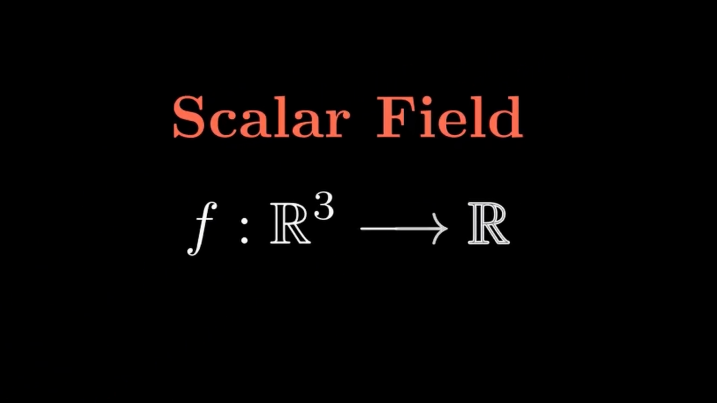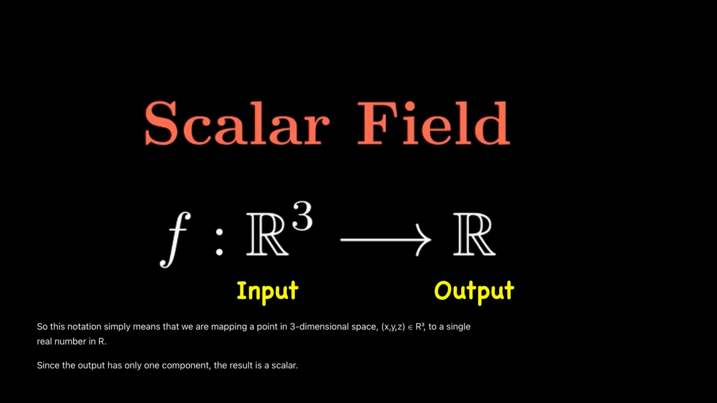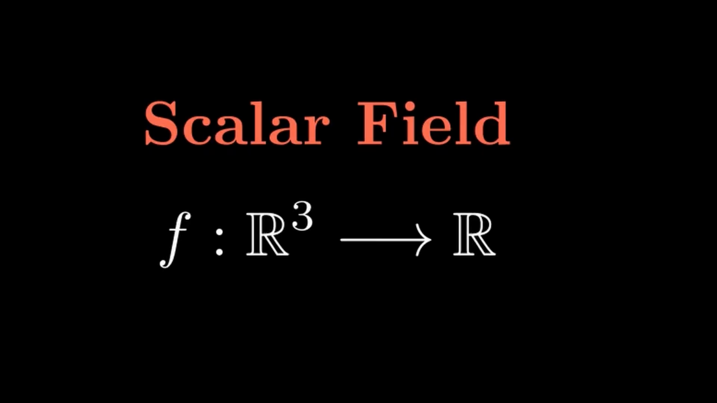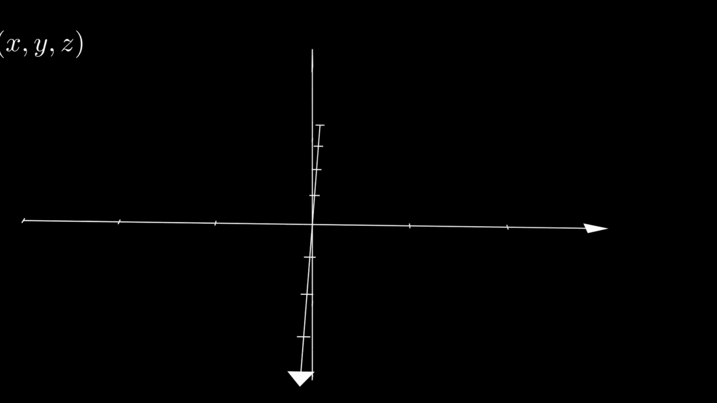And mathematically, we write it like this. And this notation simply means that the field takes a position in 3-dimensional space and assigns a real number to it. In this case, temperature.